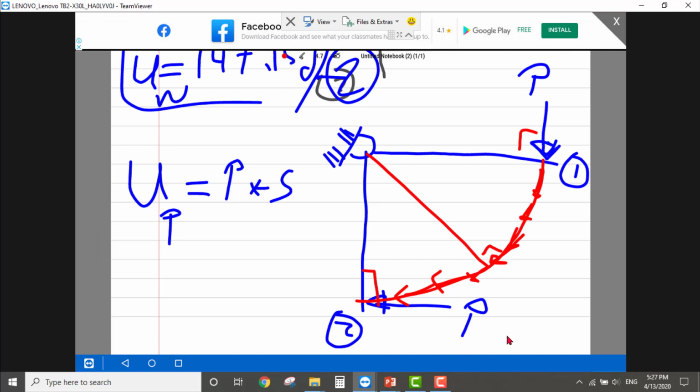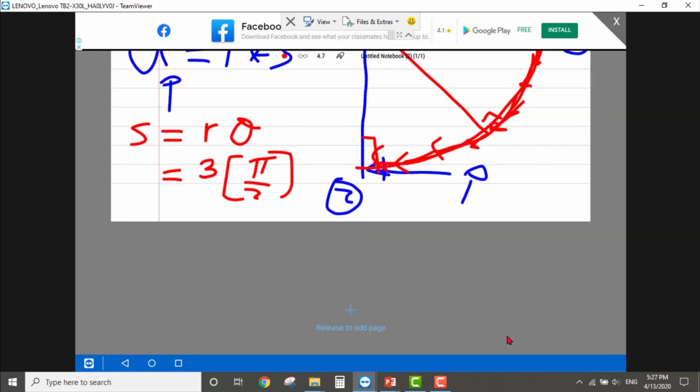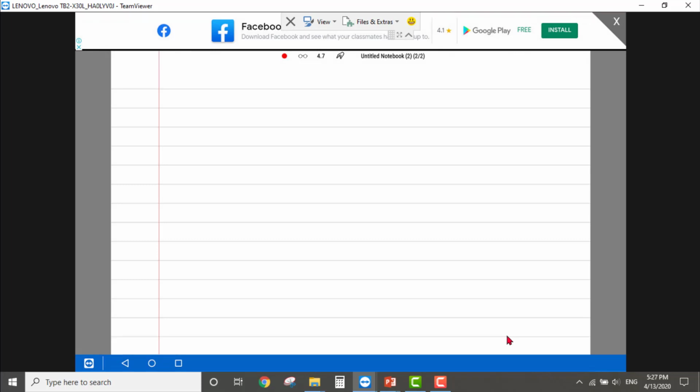So we need to calculate the length of this arc. How to calculate this length? S equal to R multiplied by theta, isn't it? So R here equal to the length of this rod, which is 3 meter, multiplied by pi over 2. And if I use my calculator, so 3 multiplied by pi over 2, okay, which is 4.712.